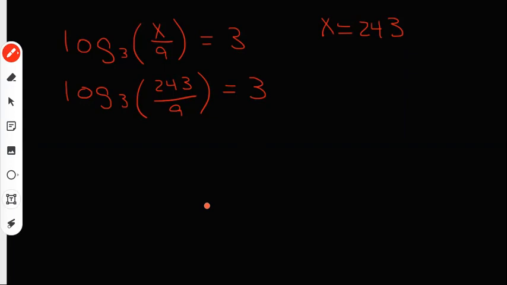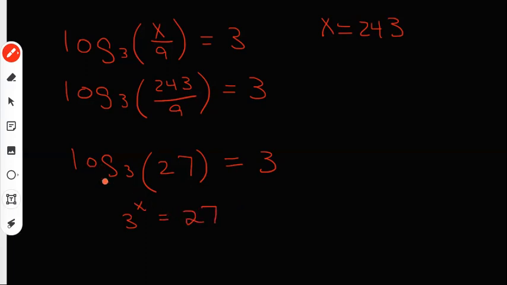Now on the inside of that logarithm, I have 243 divided by 9. That's going to be what? 27? So now I have log base 3 of 27 is equal to 3. So what can I do at this point? Well, I can treat 3 as the base, right? I can think about what number do I have to raise 3 to get to 27? And of course, that's going to be 3.